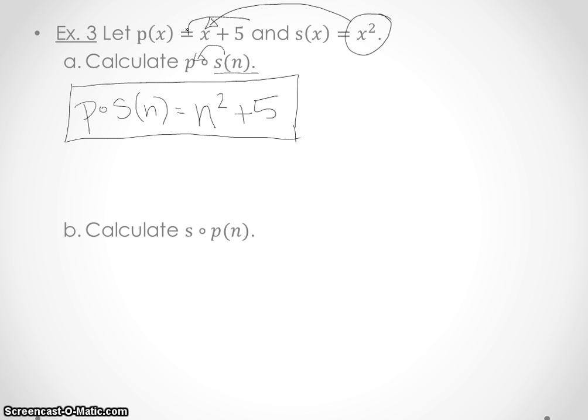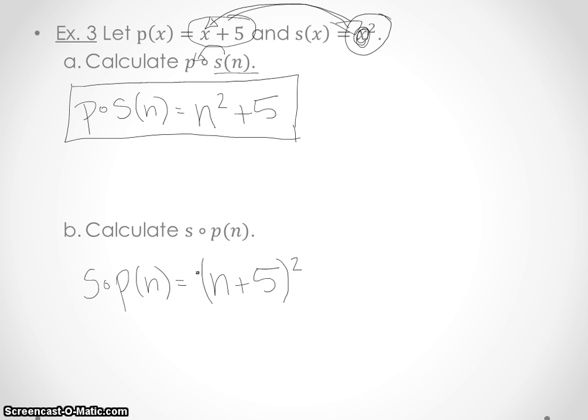Now we're going to calculate s of p of n. So now we're going the other way. We're taking p and plugging it in for s of n here. So again, we'll just change it to n's. But then that junk is going to have to be squared by s. So we start out with s of p of n, and we change it to an n, so we have n plus 5. But now be careful, because we have to take all of function p and square it. So we're squaring that whole thing, n plus 5.